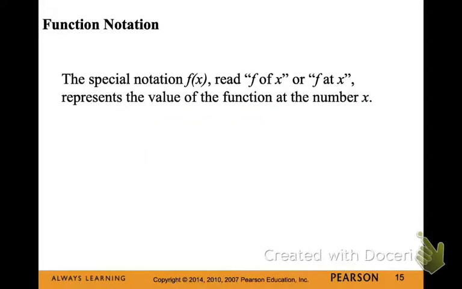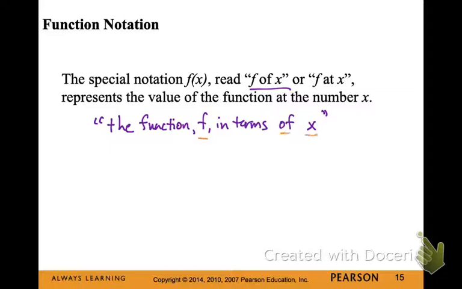Function notation. There's special notation: f and parentheses x, and we read it as f of x. It represents the value of the function at the number x. Stated fully, we have the function f in terms of x. But we don't want to say that every time. That's rather long. So we just use a shortened version and say f of x. When you see the f and the x in the parentheses, you read that as f of x, and what you're saying is the function f in terms of x.